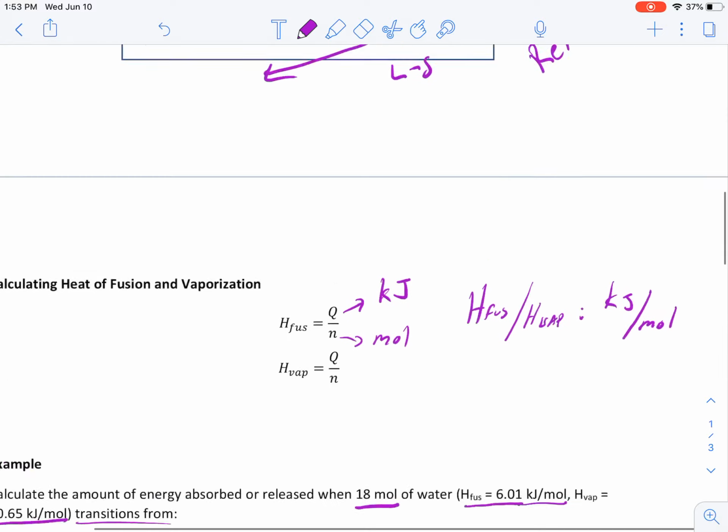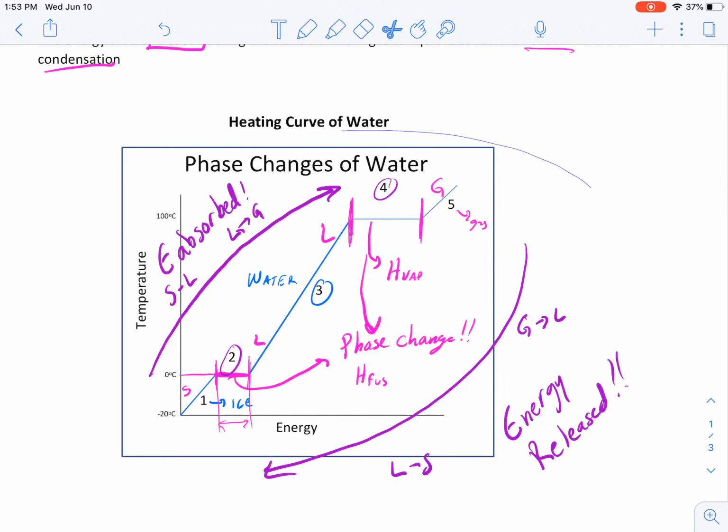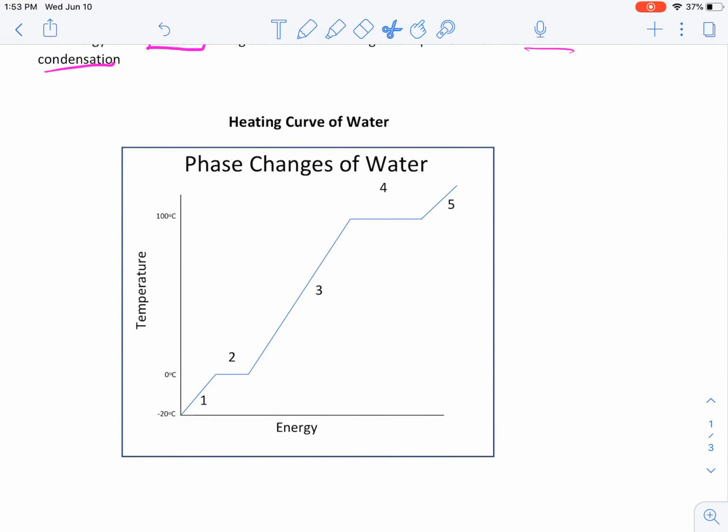Okay, so let's look up here. I might just get rid of all my stuff. Gas to a liquid, which would mean from 5 to 3, this direction. Now, is that HVAP or HFuse? Well, it is HVAP. And is energy being released or absorbed? It's going this direction, so energy is released.